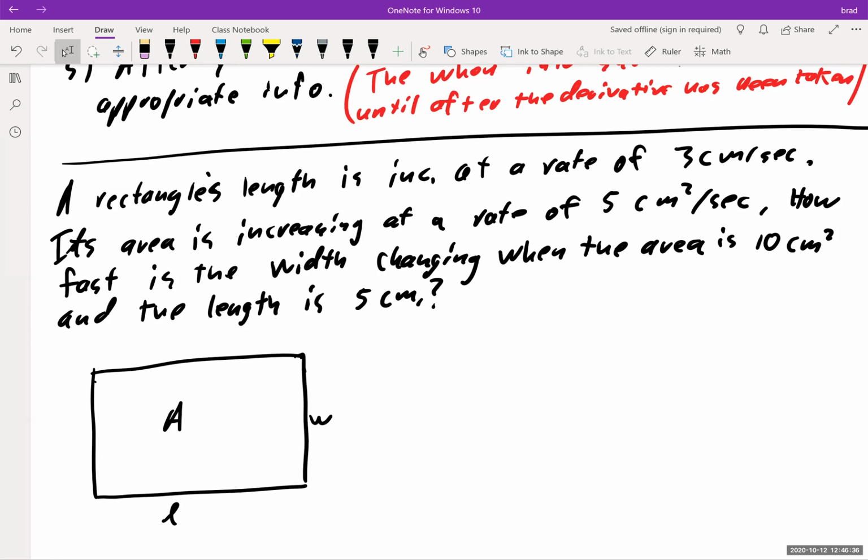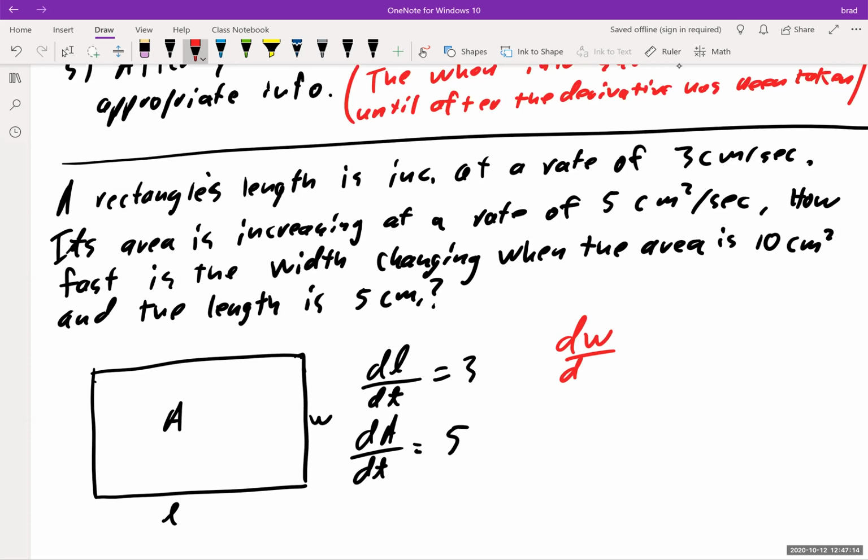So it says a rectangle's length is increasing at a rate. How would you say the rate of change of the length with respect to time? You would say dL/dt, and they said it's 3. I'm not going to write labels because we know they're going to cancel out, so I'm just going to write 3. Its area is increasing at a rate of 5 centimeters squared, so we know dA/dt, the rate of change of the area, is 5. Now what do we want? We want to find dW/dt, the rate of change of the width with respect to time.